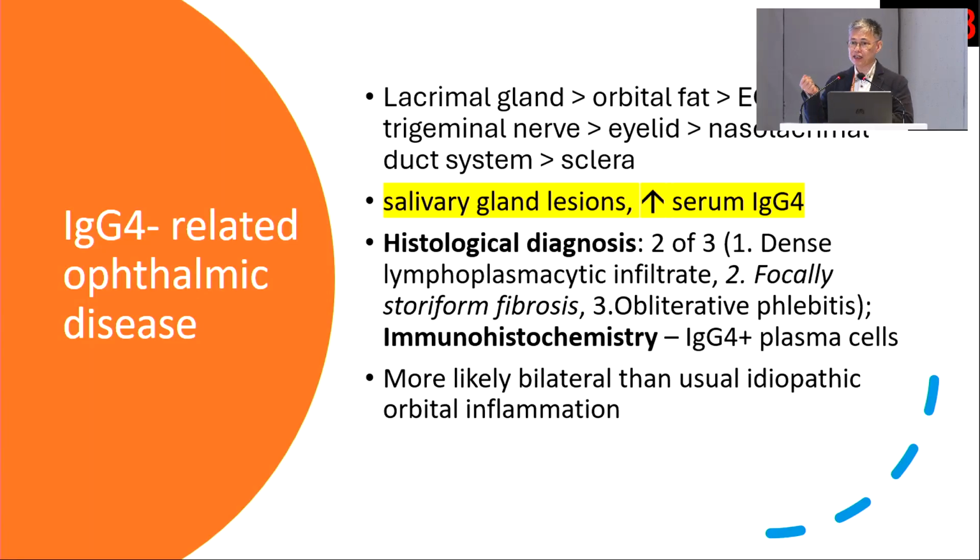And if you can't get into the orbit, maybe the salivary glands will help, but it's also not quite the site of involvement, so it may be just coincidental. So histological diagnosis: histology showing the lymphoplasmacytic infiltrate, and immunohistochemistry, so ask for it, showing the IgG4 plasma cells. Now it's more likely bilateral than the typical idiopathic orbital inflammation. If you have bilateral inflammation, think IgG4 disease.